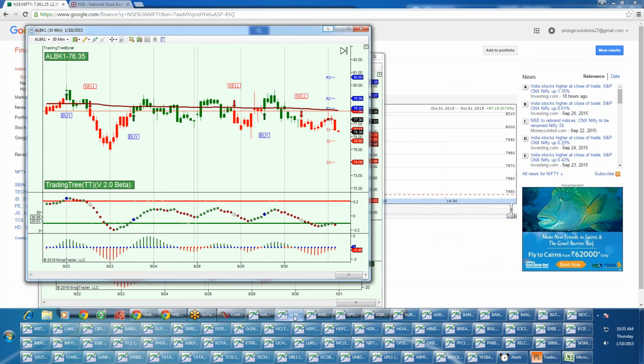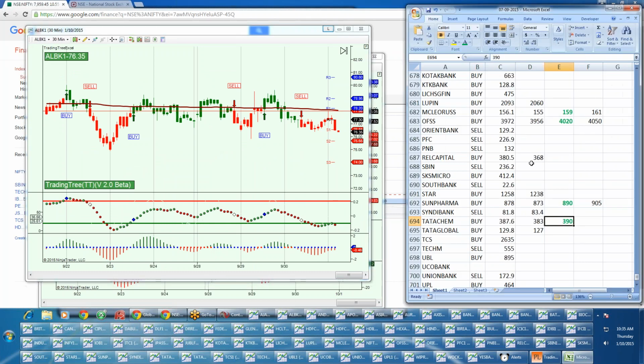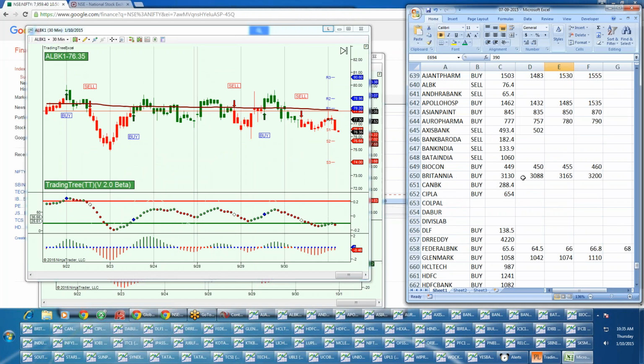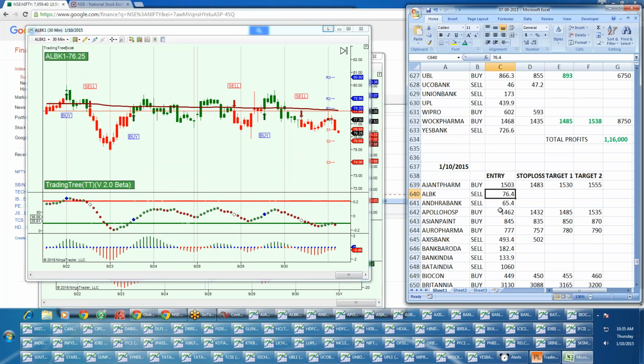And now we have all the sell calls that are getting activated now. So this will trigger. This already triggered. ALBK 7640 was our sell. Now it is at 7625. So when you have a sell call, you always should book your profits slightly above your S1 and S2 levels. So in this case, my first target for ALBK will be 75.90, and the other target will be 74.50, and my stop loss here is 77.40.